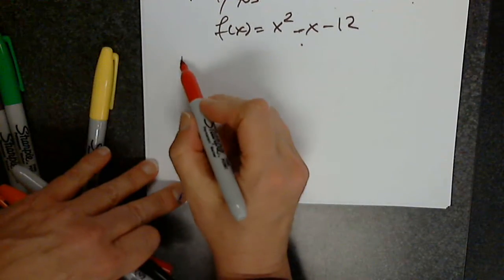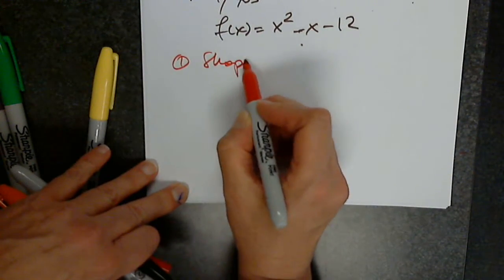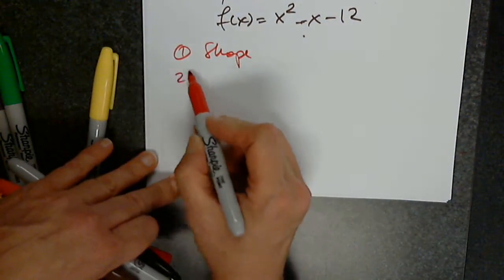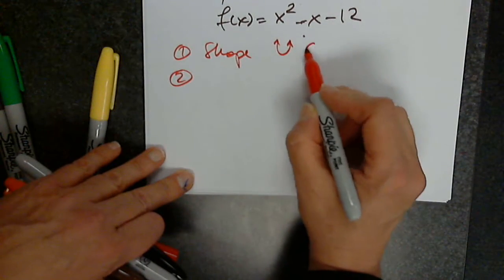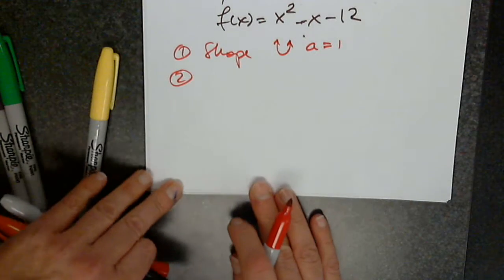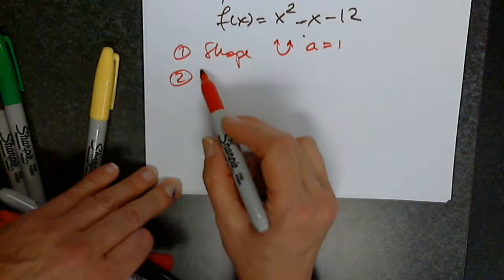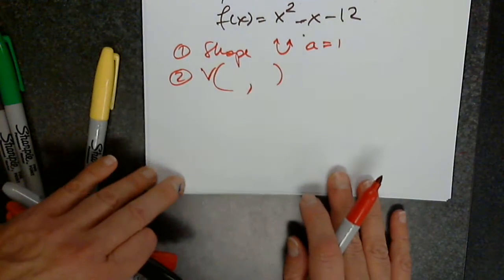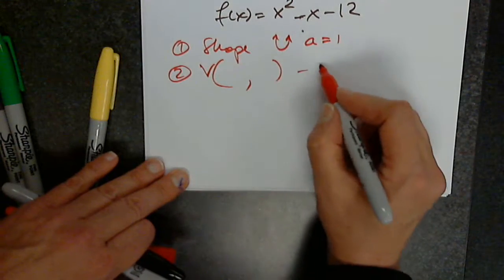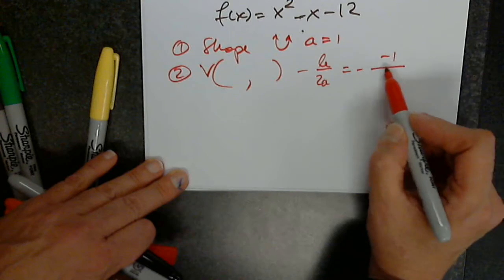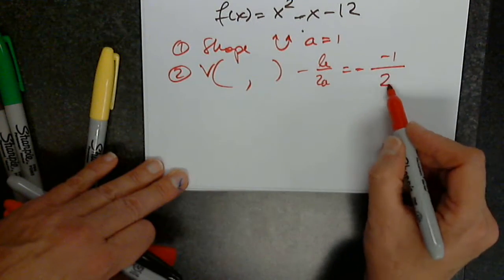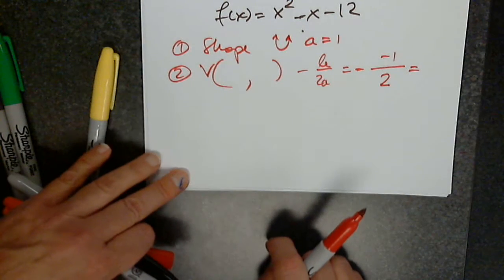Good. So let's find the shape. But you can start with the vertex, no problem. Yes, it has a minimum because a is 1. Very good. How do I find the vertex? Negative b is negative 1, 2 times a is 2. What is the answer?